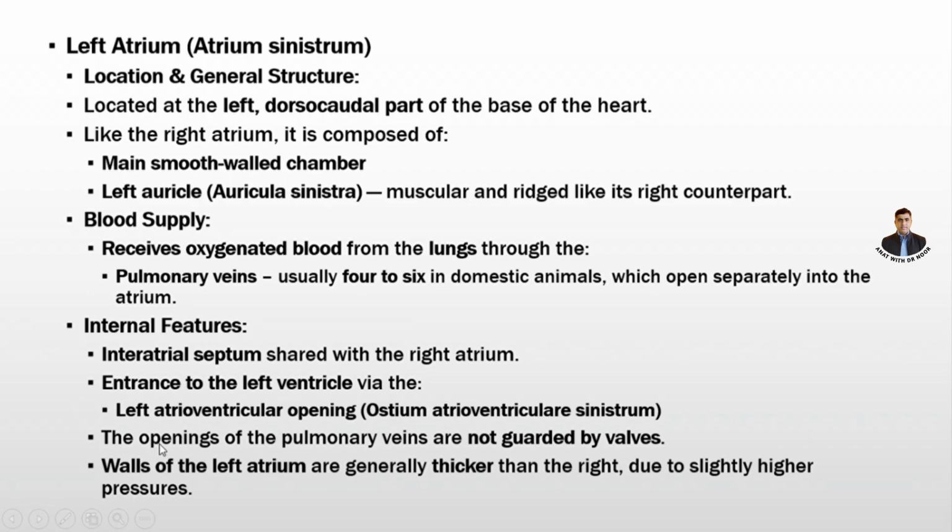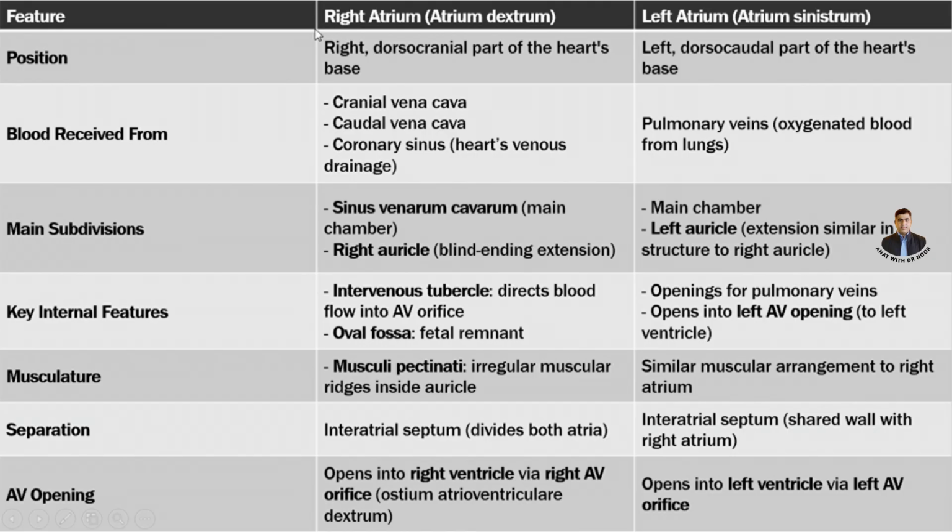The openings of the pulmonary veins are not guarded by valves. The walls of the left atrium are generally thicker than the right due to the slightly higher pressure. So this is the summary chart of the right and left atrium.